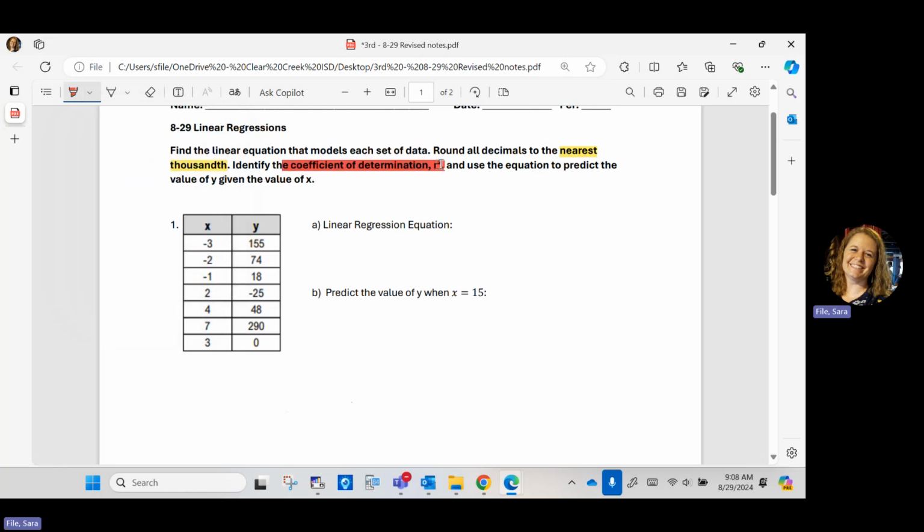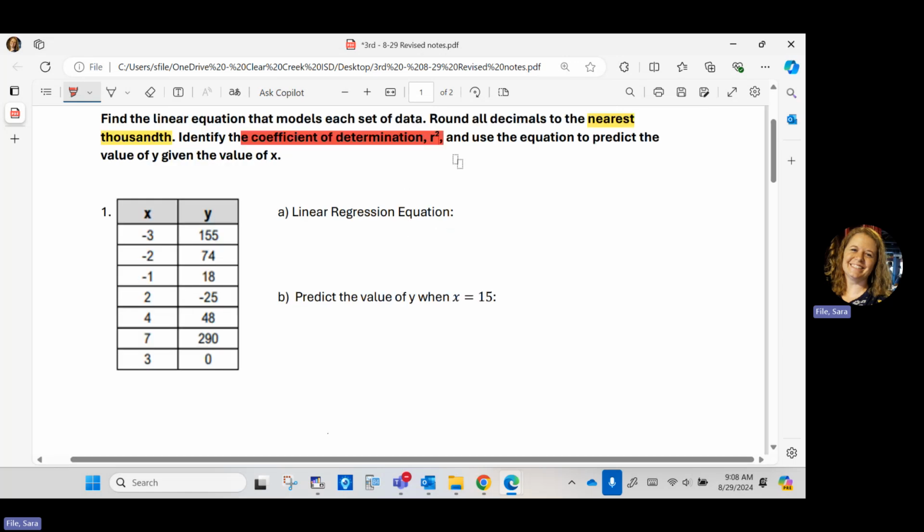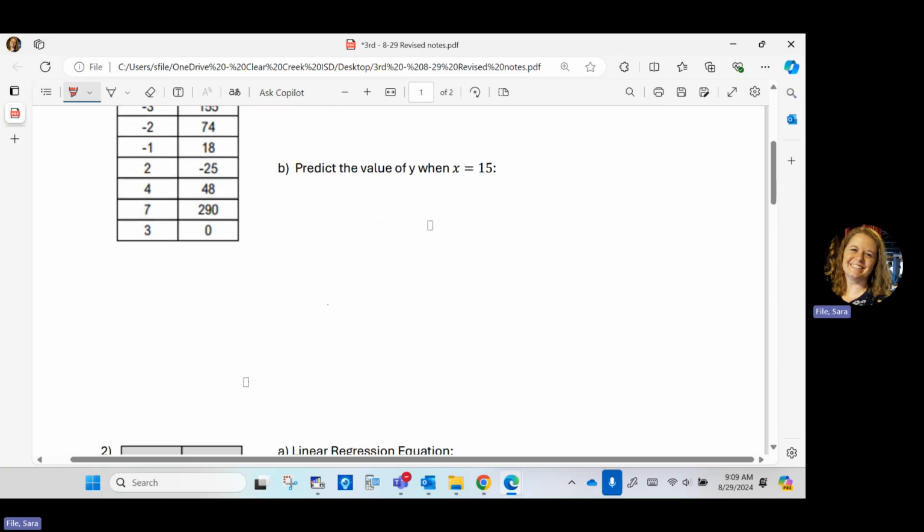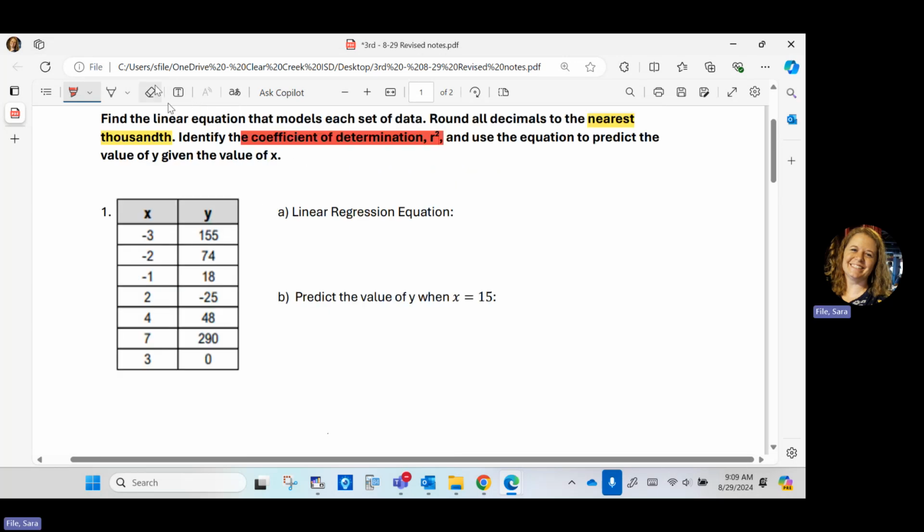The coefficient of determination, or R squared. That's one of the statistics that comes up on Desmos when it shows us what M equals and what B equals. It also shows us an R and an R squared value. So we're going to talk about what that means today as well. I'm going to use the empty space where we marked out the typo to write out what the coefficient of determination is.